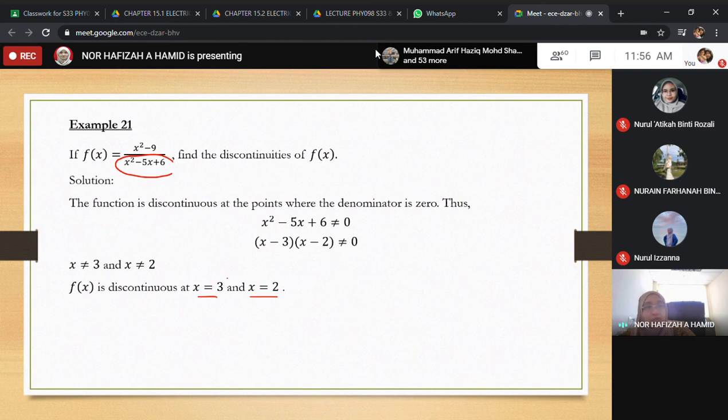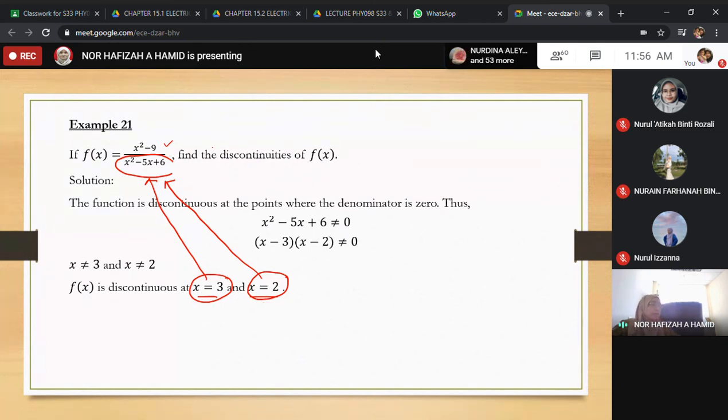So maksudnya bila you substitute x equal to 3 dalam function ni, you akan dapat denominator dia 0. Sebab tu dia tak boleh x equal to 3 lah. Sama juga kalau you substitute x is equal to 2 into this function. Okay, nanti denominator dia you akan dapat 0. Okay, sebab tu function ni, fx ni akan jadi not continuous at x is equal to 3 and x is equal to 2. Okay, so kita dah habis continuity. Okay, so 1.3 tu kita akan continue next week. So kita stop dulu kat sini.